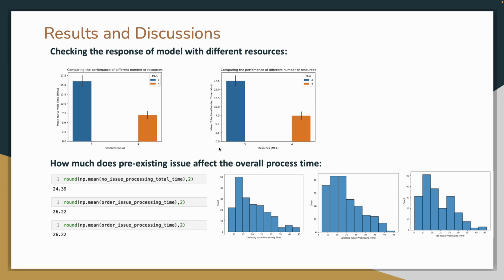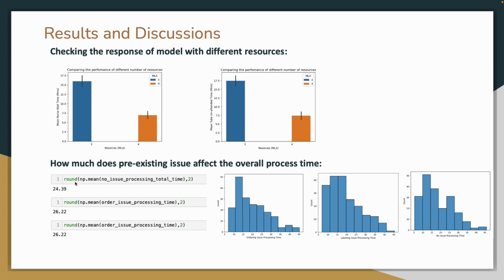So, here's our first answer. We do need 4 people every night. Since this process was carried out for the night shift, every data has actually been validated with the night shift. And again, the second question was how much does a pre-existing issue affect the overall process?